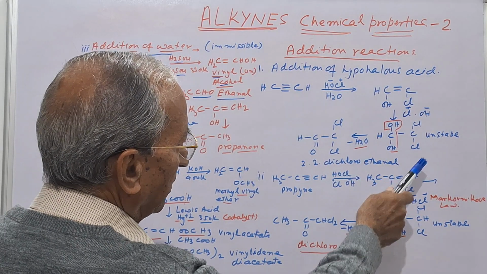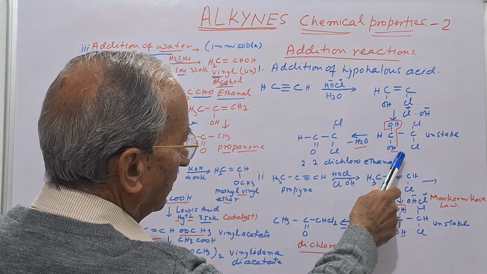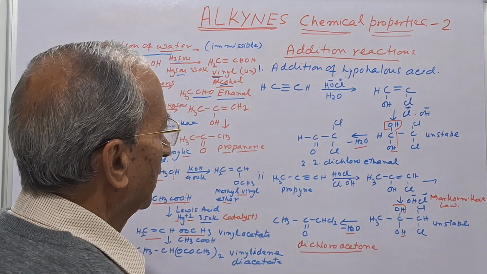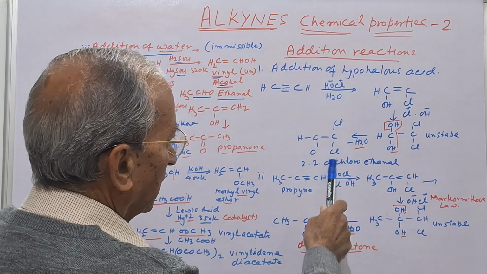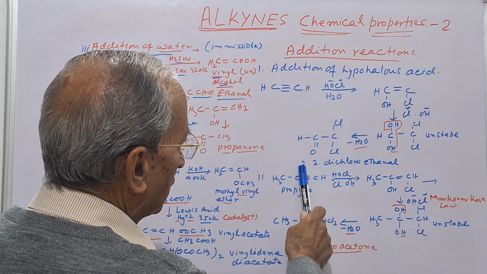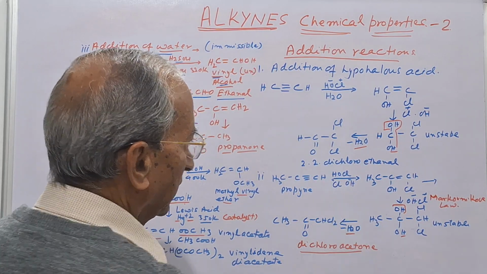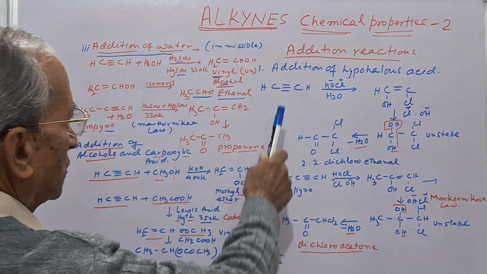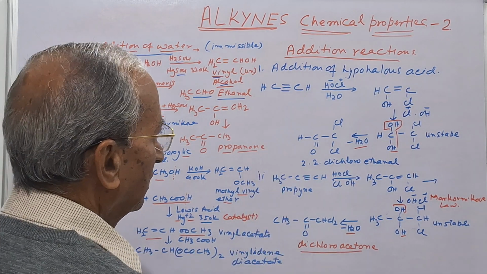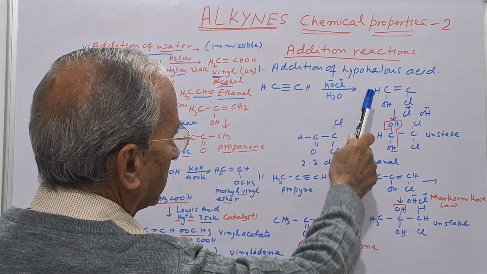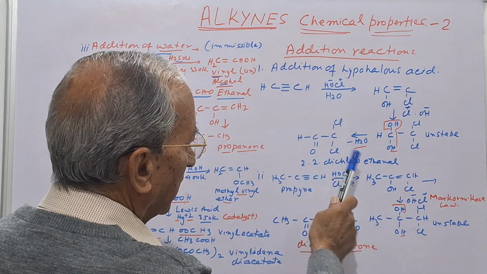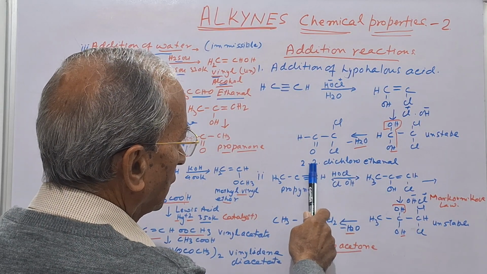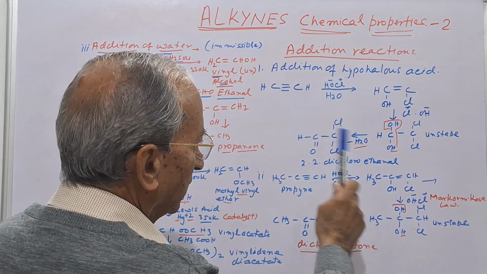Now this unstable compound, by removing one molecule of water, forms the enol, that is 2,2-dichloroethanol. So acetylene, or ethyne, by the reaction of the hypohalous acid, forms an aldehyde, that is 2,2-dichloroethanol.